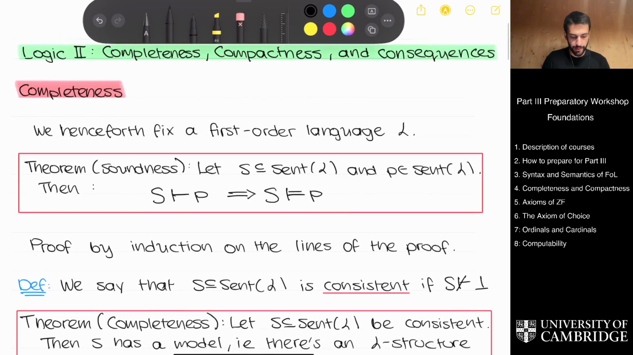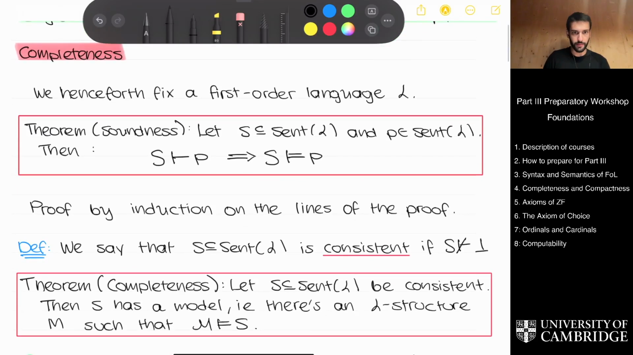Okay, let's first have a look at completeness. So for the rest of this section we fix a first order language L. If you don't remember what that is, have a look at the previous video explaining the syntax and semantics of first order logic.